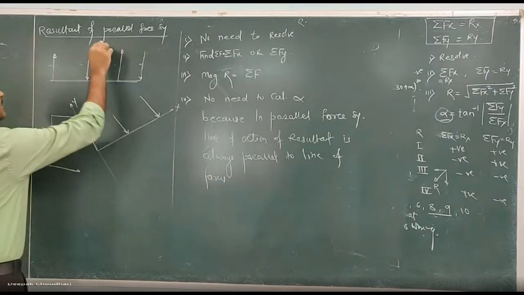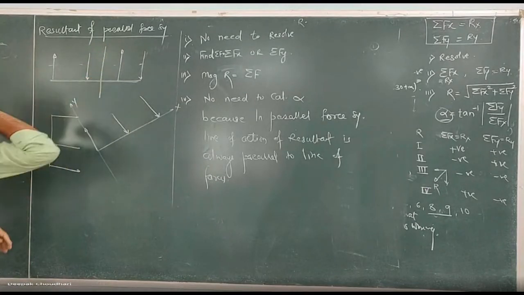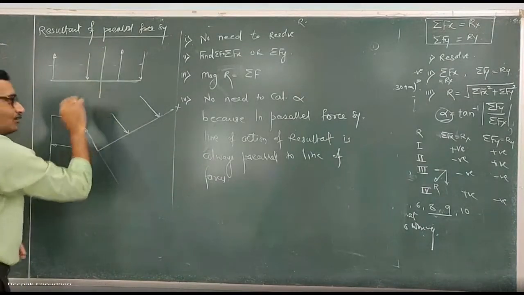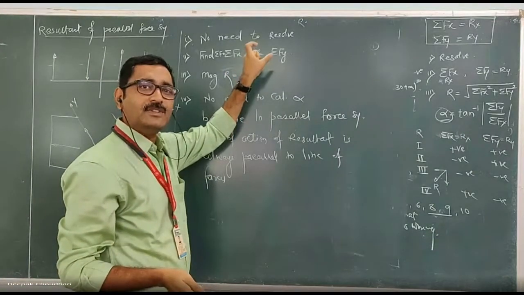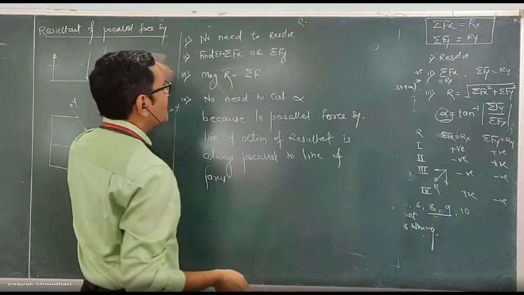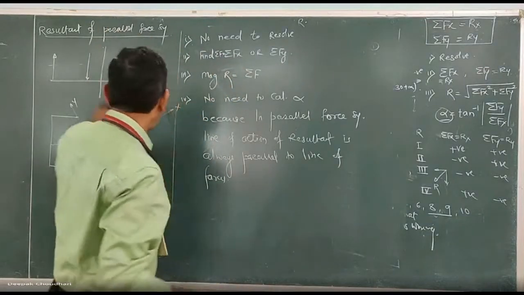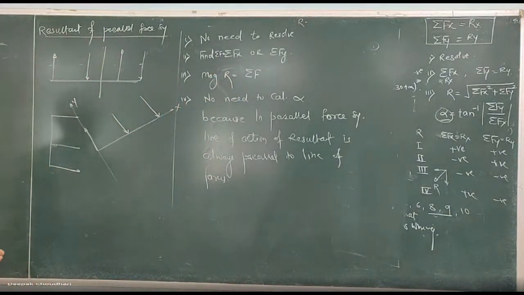If all forces are vertical, the resultant will also be a vertical force. It may be upward or downward. जो इस यहाँ से पता चलेगा. अगर ये summation of F नेगेटिव आया तो डाउनवर्ड, पॉजिटिव आया तो अपवर्ड. But the line of action of the resultant will always be parallel to the line of action of the forces.